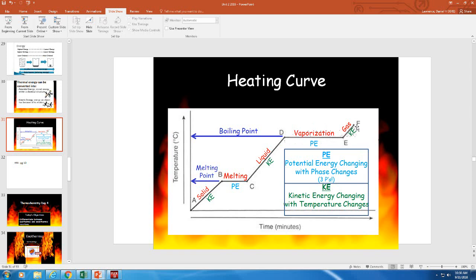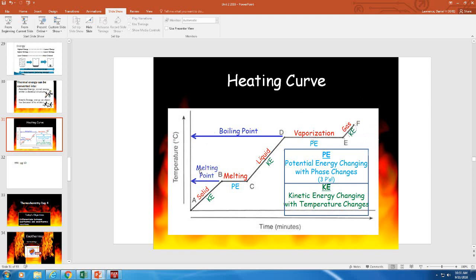Now, if it was a closed container and you could actually leave the thermometer in there and measure the temperature of the gas, or if it was water, we call it steam, then eventually that steam would get hotter as it continues to be exposed to the heat source. And it would just continue to go up in a straight line as long as it was heated.